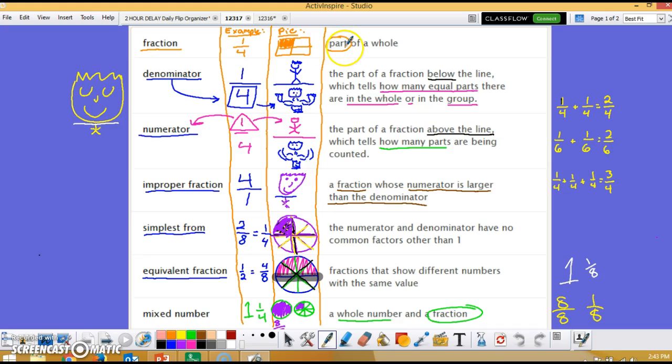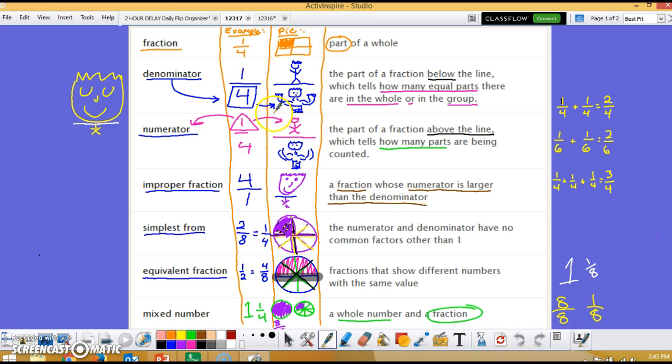Fraction is part of a whole. It's not a whole number, it's a piece of a whole number. Numerator and denominator are the two pieces of a fraction. The denominator is the bottom part of a fraction, the part below the fraction line, which tells you how many equal parts there are in the whole or in the entire group.